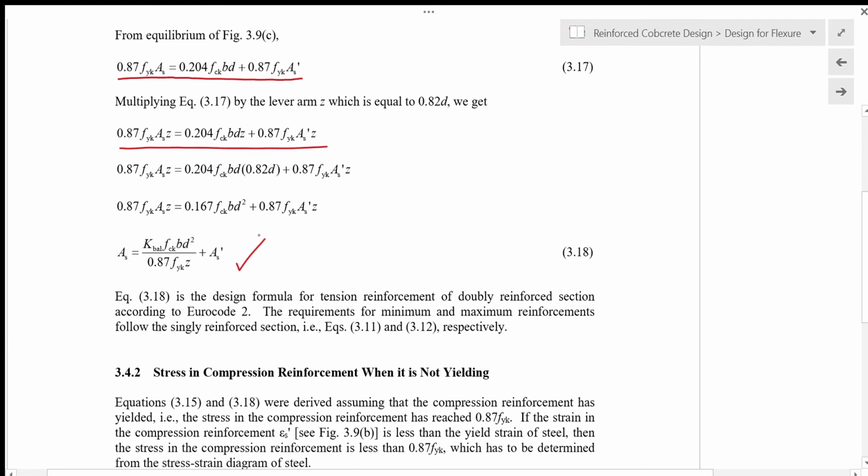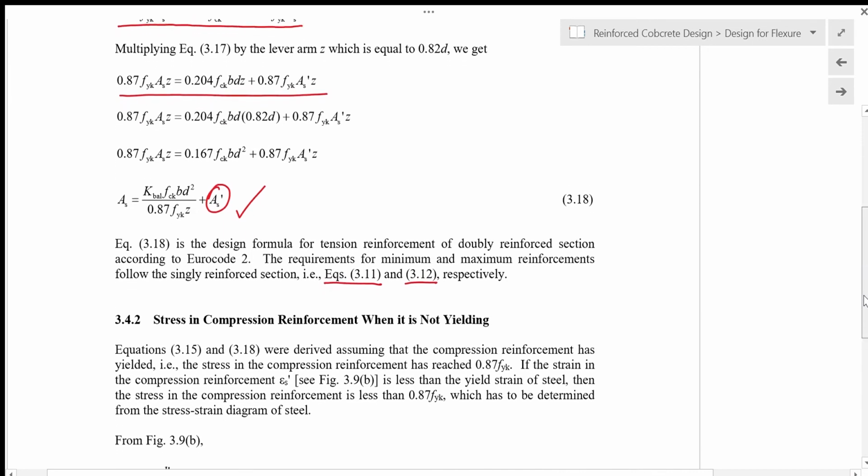Okay, so in this case also, we assume that the compression steel is yielding. If the compression steel is not yielding, then the equation may look different. Okay, so equation 3.18 is the design formula for tension reinforcement of a doubly reinforced section according to Eurocode 2. The requirements for minimum and maximum reinforcement follow the singly reinforced section, that is equation 3.11 and equation 3.12 for the minimum reinforcement of tension steel and also maximum reinforcement of tension steel.